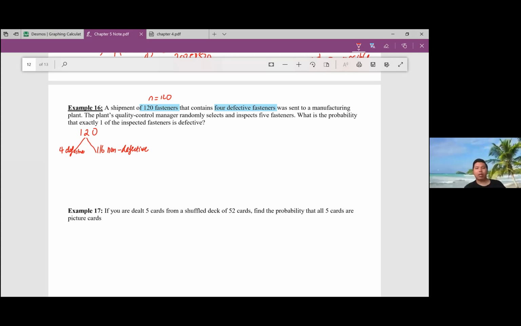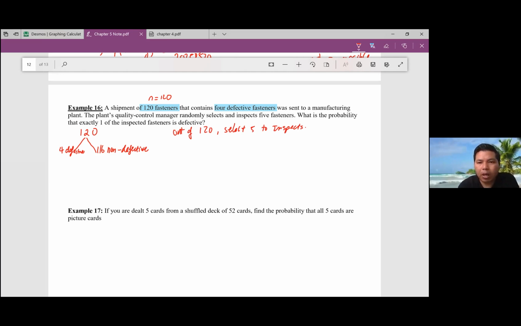Okay, so that's what we know. Remember the example of 100 bad iPhones and 500 good iPhones? Yes, that's the example. So in 120, I know for sure there would be 4 defective and 116 that are non-defective. Now, when it gets to the factory, the manager selects and inspects 5 fasteners. So now out of 120, we're going to select 5 to inspect.